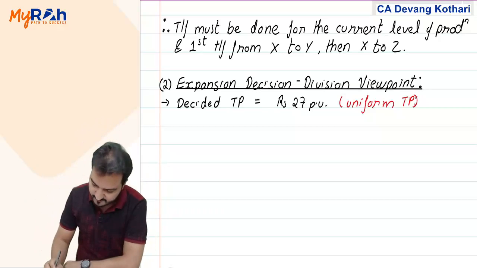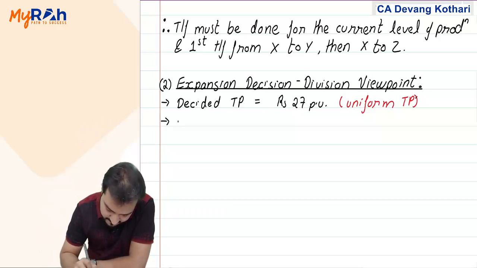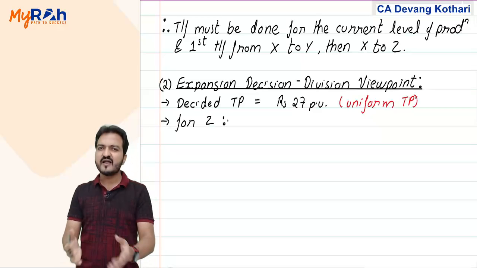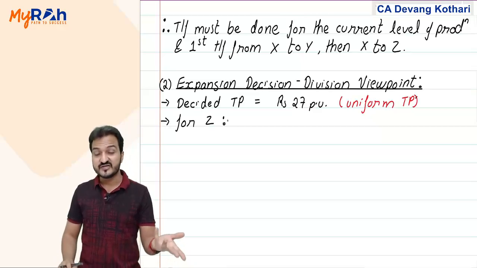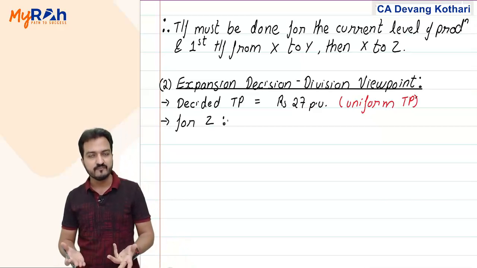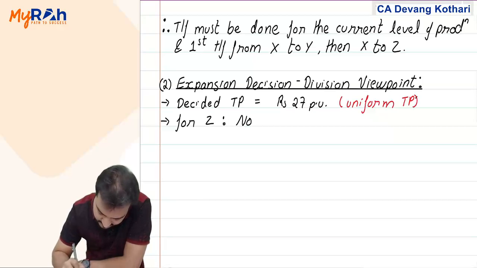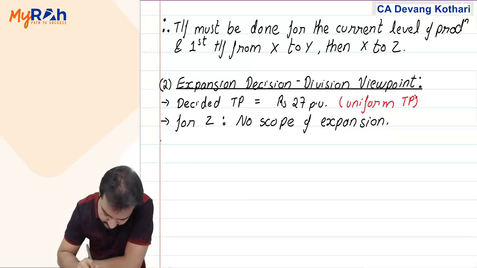Now at this transfer price, the expansion decision. Expansion decision for Z. For Z, I can simply say that Z does not have any scope of expansion. Z is already operating at 100% level and they cannot expand beyond 100%. So for Z, I say no scope of expansion. So forget about it.